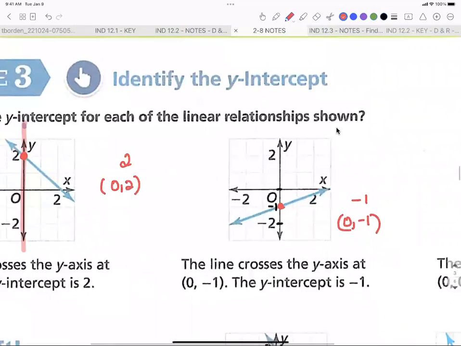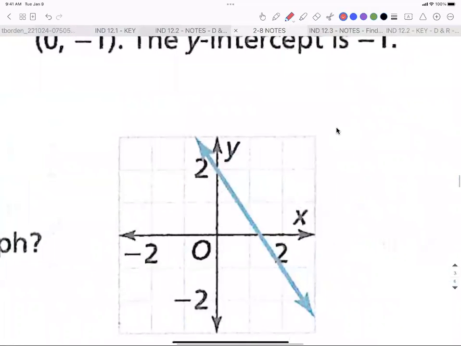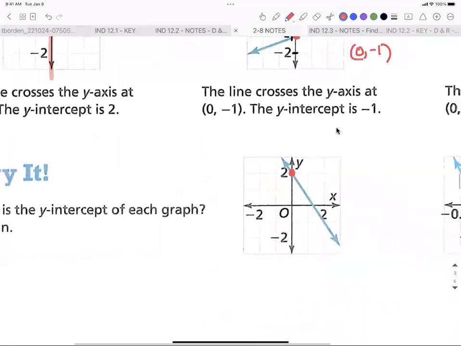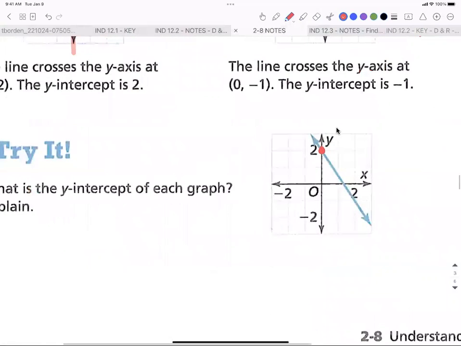Okay. All right. So try it. This one, just like the example, so pretty easy. Our line crosses the y-axis right there. Put a point there. And then it says, what is the y-intercept of each graph? So our answer is going to be 2. Okay, that is where our line crosses the y-axis.